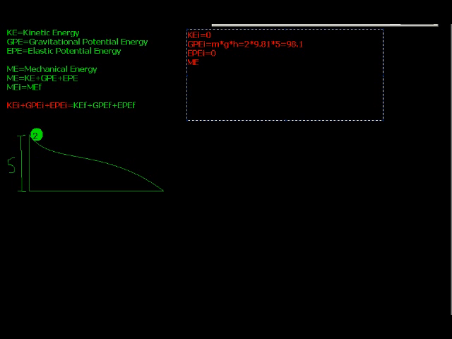So what's the initial mechanical energy? Well, let's go through this one by one. It's the initial kinetic energy, plus the initial gravitational potential energy, plus the initial elastic potential energy. Okay, let's work through this difficult problem. How much is initial kinetic energy? That's 0, so delete that. How much is gravitational potential energy? That's 98.1, we just figured that out. And how much is elastic potential energy? It's 0, so we can delete that too. So the initial mechanical energy is equal to 98.1.